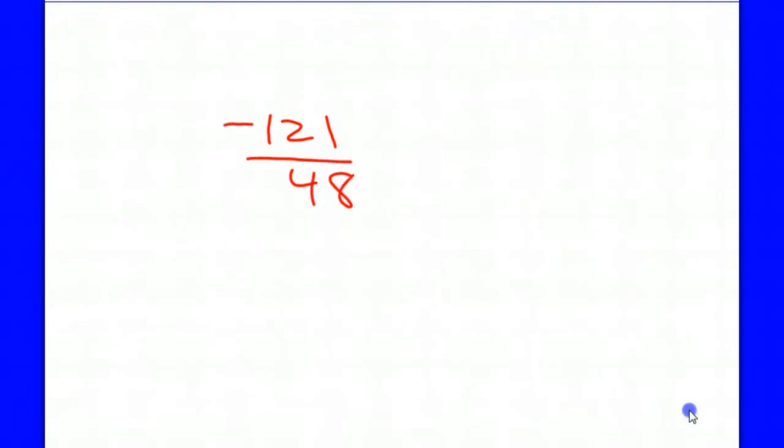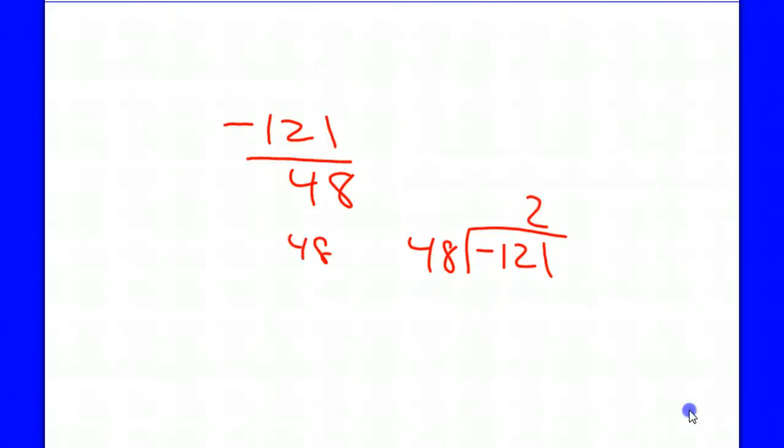-121 over 48. Fractions are division, right? So you literally put the top number in the doghouse and divide by the divisor, 48. Top dog goes in the doghouse, right? And so 48, oh, this is a huge number, so you kind of have to make an estimate, right? And 48 is really close to 50. And so 50 times 2 is 100, so probably 48 times 2 is what's going to work here, right? 96. So you subtract. This is not hard.